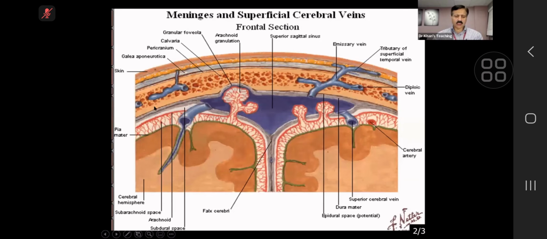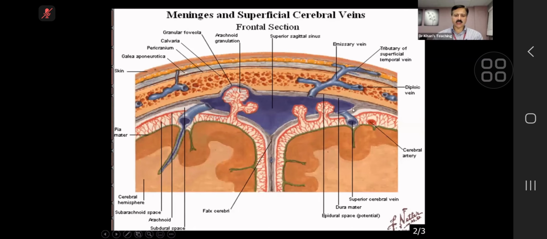Now, deep to the inner table of the skull is the dura mater. Now, the dura mater has two layers. The outer layer is adherent to the inner table. And this is the dural venous sinus. So what happens is, with the superior sagittal sinus, the first layer is adherent to the inner table, and the second layer goes around it.